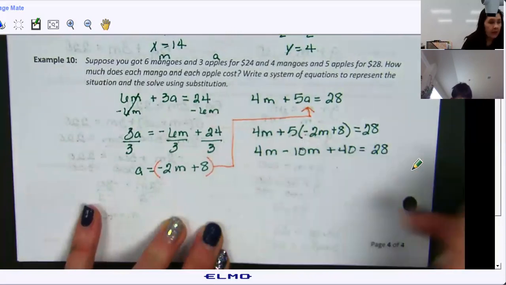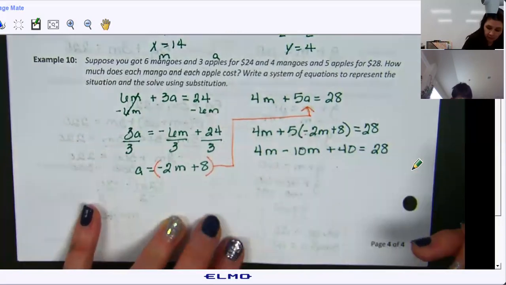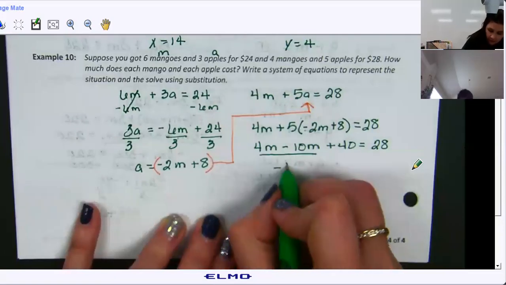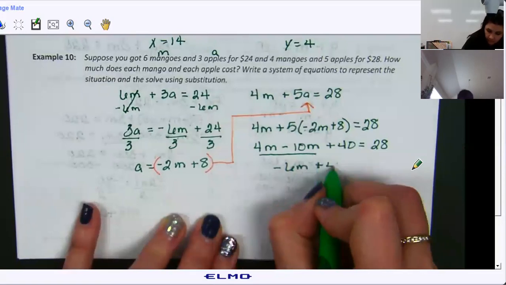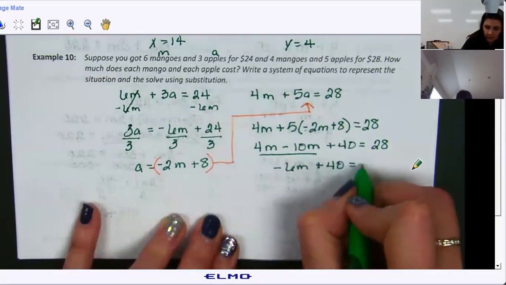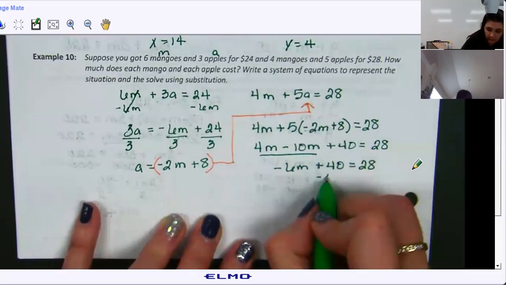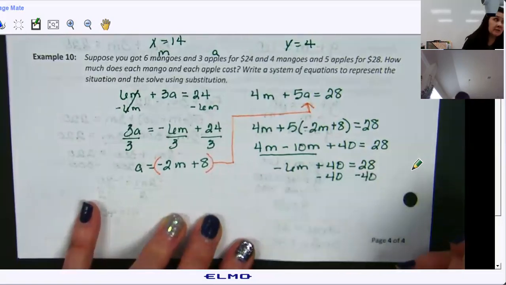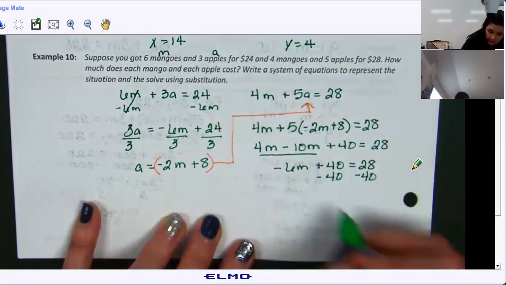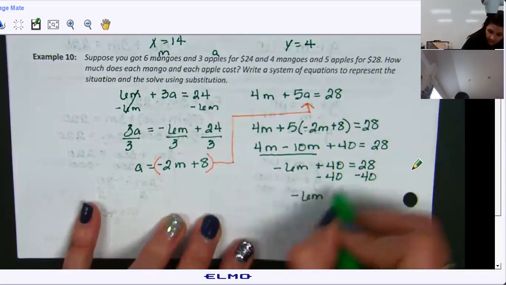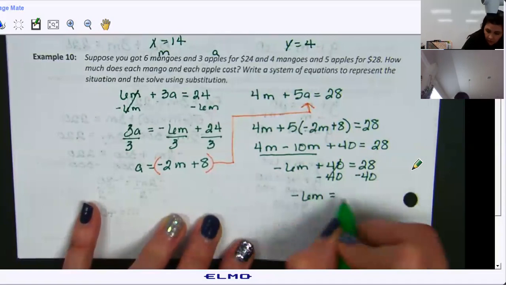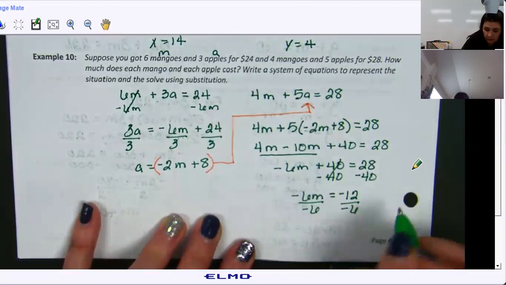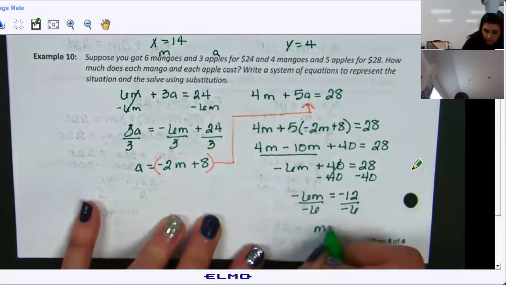Okay, then I'm going to combine like terms. So I'm going to combine 4m minus 10m and I get negative 6m. Then I subtract 40 from both sides. Also, if you're dealing with cost and you end up with a negative number, you did something wrong. Okay, negative 6m equals negative 12. And then M equals 2.